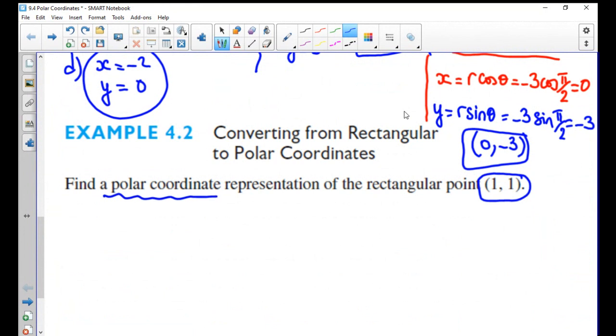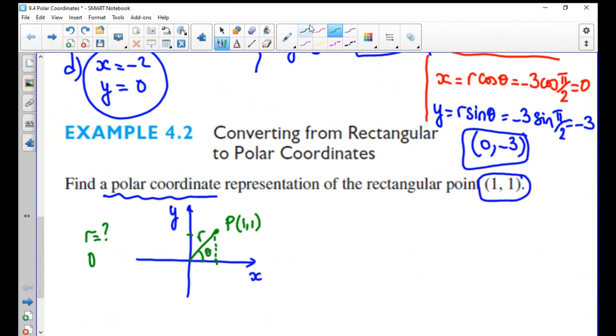the polar coordinates of the point 1, 1. What does that mean? Find the polar coordinate. R and theta. Yeah, that's it. So I want to find R and theta. Let me just see where this point is. It's the point 1, 1. So here is the point P. I want to find the angle, the R and the theta. What is R and what is theta?